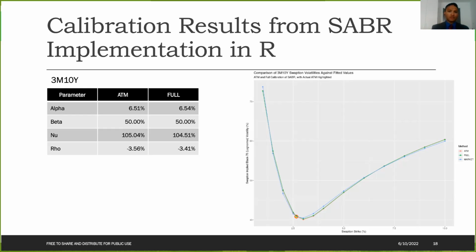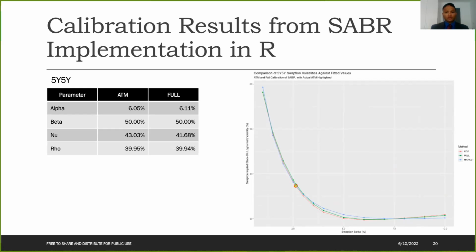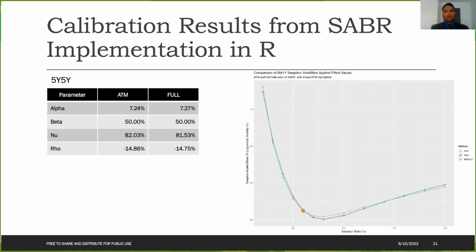All you have to do is load it up. The vignette describes exactly how to do it. The help documentation tells you how to do it. It's very straightforward. This is the 3-month 10-year results, 5-year 10-year, as you can see, very good calibrations, generally speaking. 5-year 5-year, and 6-month 1-year.